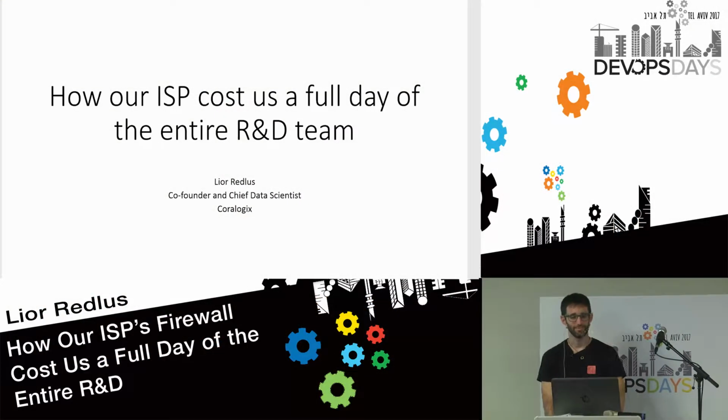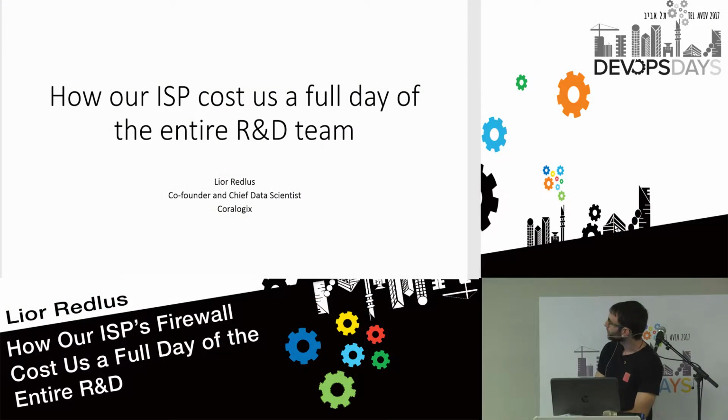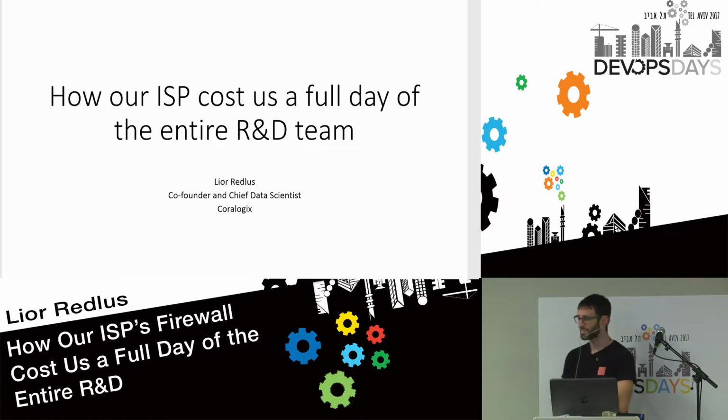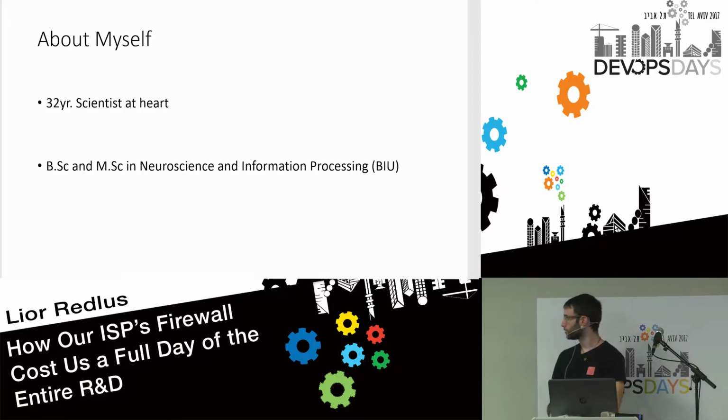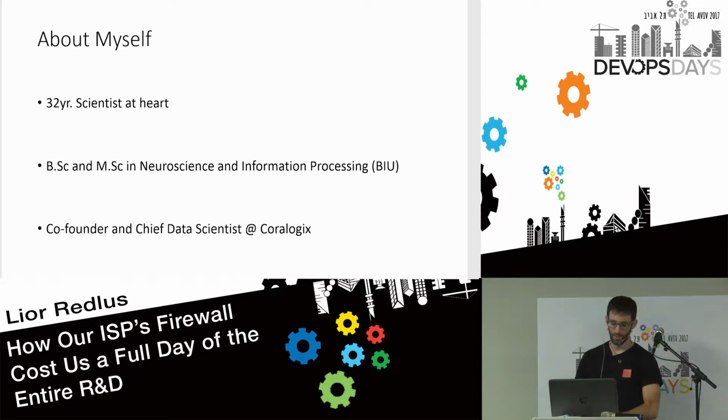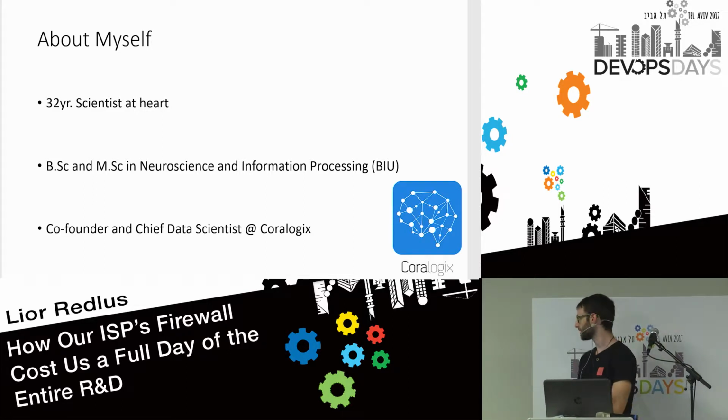Okay, hi everyone. I'm going to give you a quick overview of how our ISP cost us the whole day of our R&D team. So, about myself a little bit. I'm 32 years old. I have a master's degree in neuroscience and information processing, and I'm one of the co-founders and chief data scientist at Coralogix.